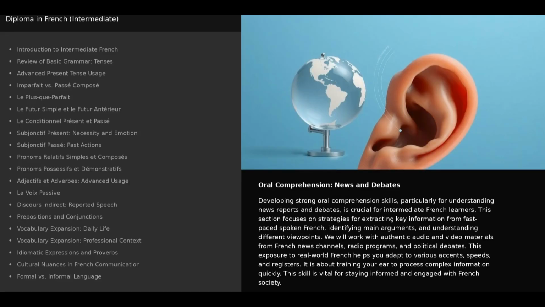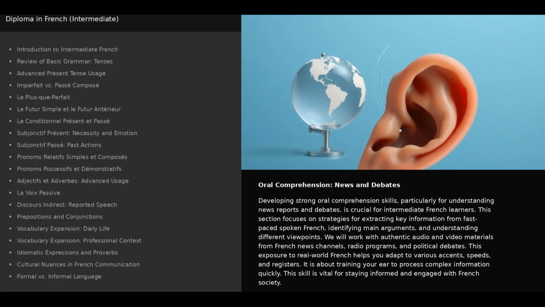Oral comprehension, news and debates. Developing strong oral comprehension skills, particularly for understanding news reports and debates, is crucial for intermediate French learners. This section focuses on strategies for extracting key information from fast-paced spoken French, identifying main arguments, and understanding different viewpoints.